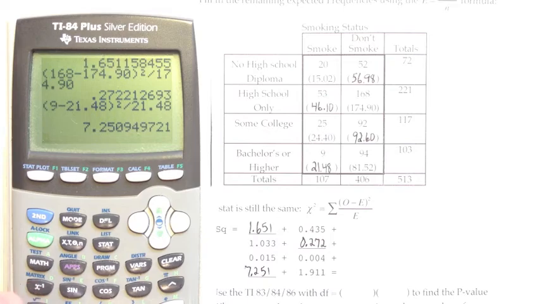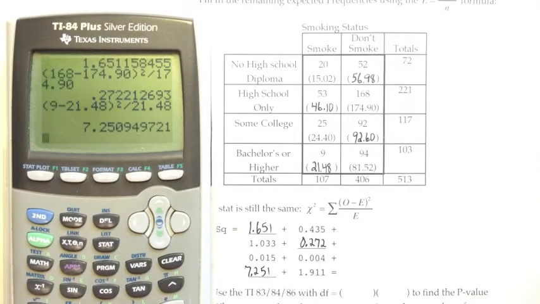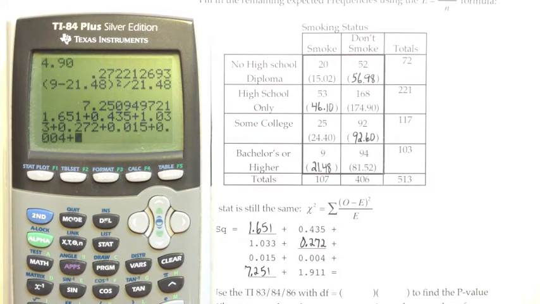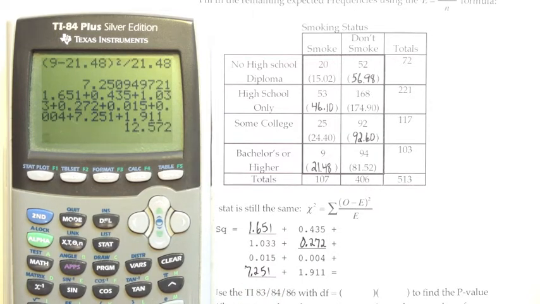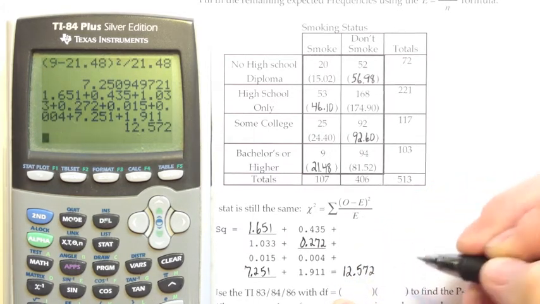Alright, so now we want to add all of that up to get our test statistic. So we want to look at all of these numbers in this chart and see what the total comes out to be. So just typing those in, adding them all up real quick. So I get a total of 12.572. So that's going to be my test statistic.